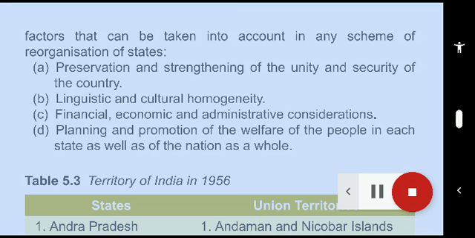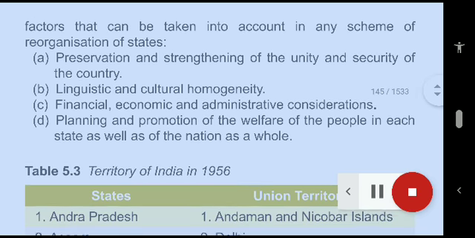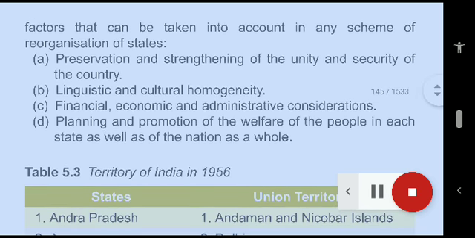It identified 4 major factors that can be taken into account in any scheme of reorganization of states. A. Preservation and strengthening of the unity and security of the country. B. Linguistic and cultural homogeneity. C. Financial, economic and administrative considerations. D. Planning and promotion of the welfare of the people in each state as well as of the nation as a whole.